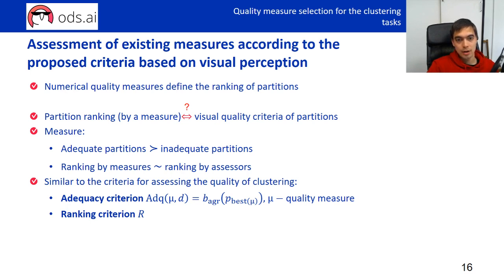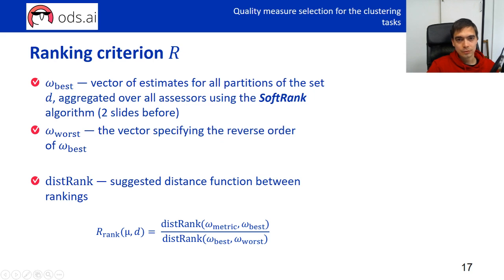In the same way as the criteria for assessing the quality of clustering, we introduce the criterion of the measures' adequacy. It is the adequacy of the best partition from the point of view of the majority of assessors. And the ranking criterion, which is the normalized distance between the orders of the partitions given by measures and assessors. The formula is on the slide.